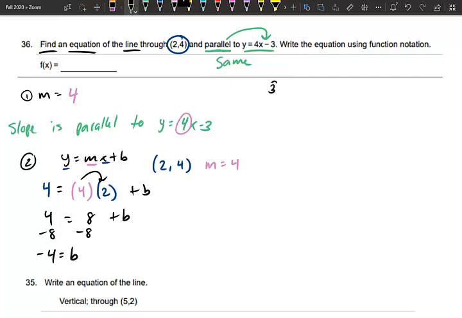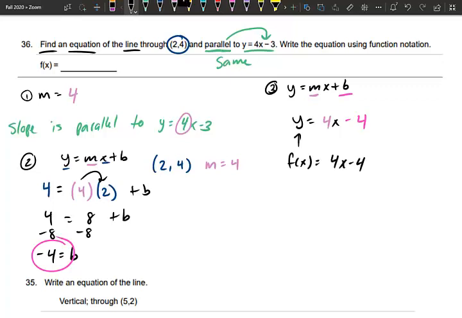Now our third step is to use y equals mx plus b again. But this time we only plug in m, and we plug in the b we found. So we have y equals m, which is 4x plus b. Since it's negative 4, we don't put plus minus 4, we just put minus 4. And it wants it in function notation. Function notation just means switch this to f of x. That's it. So we have f of x equals 4x minus 4.